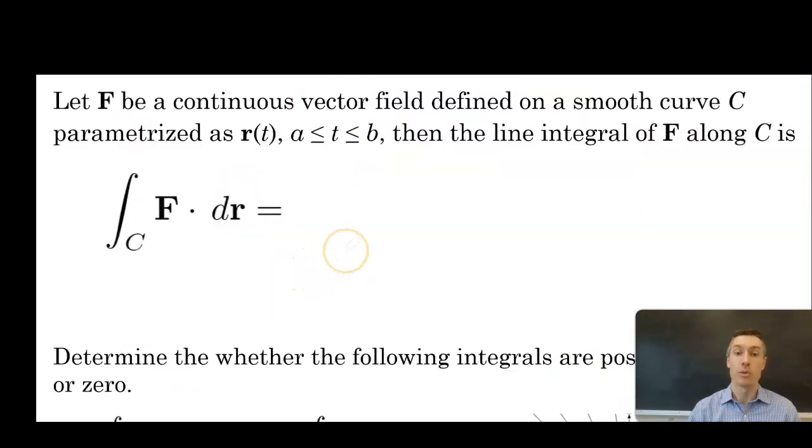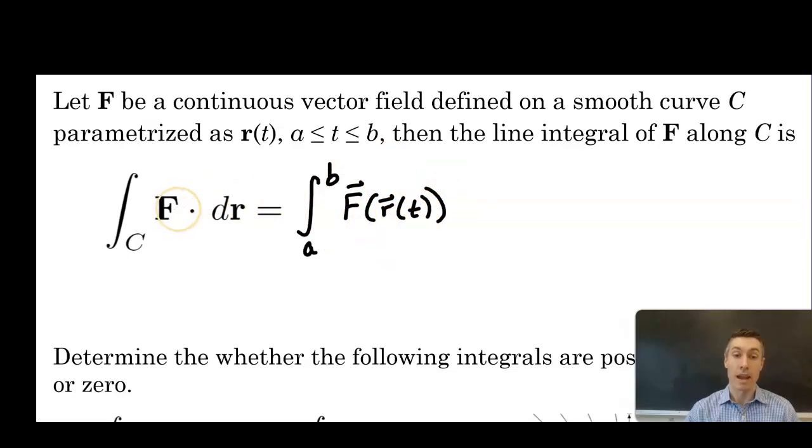So let f be a continuous vector field defined on a smooth curve C, parameterized as r of t, where t is bound from a to b. Then the line integral of f along C is, as we just wrote, the integral along C of f dot dr. Now, if we were trying to evaluate it, working in the other direction of what we just wrote, we're going to define the integral from a to b. We're going to redefine the vector field in terms of t. So that's what this is showing us.